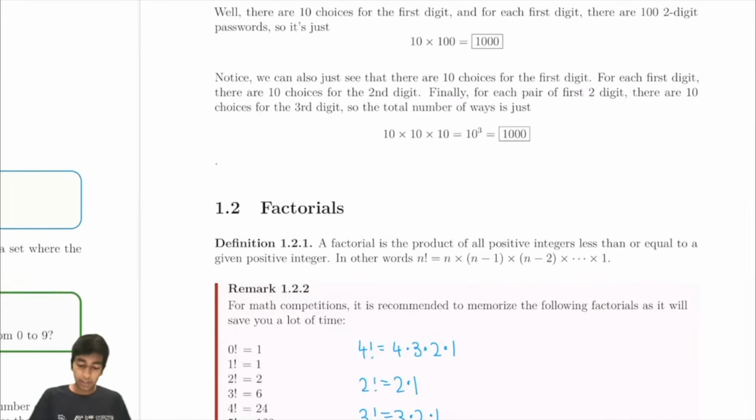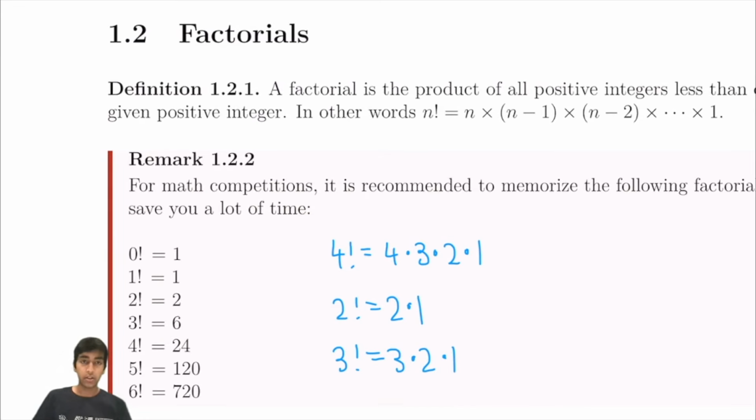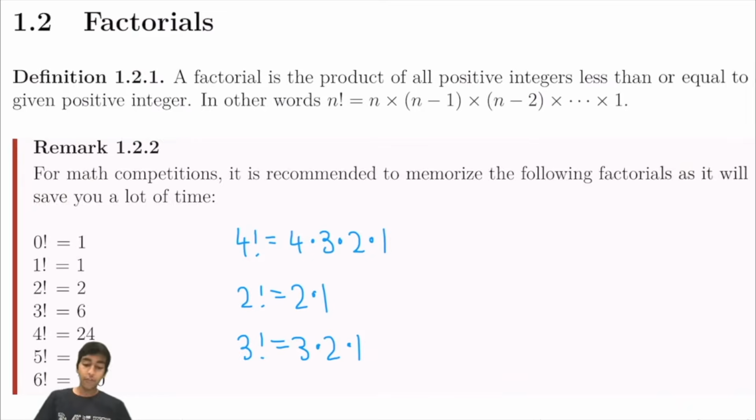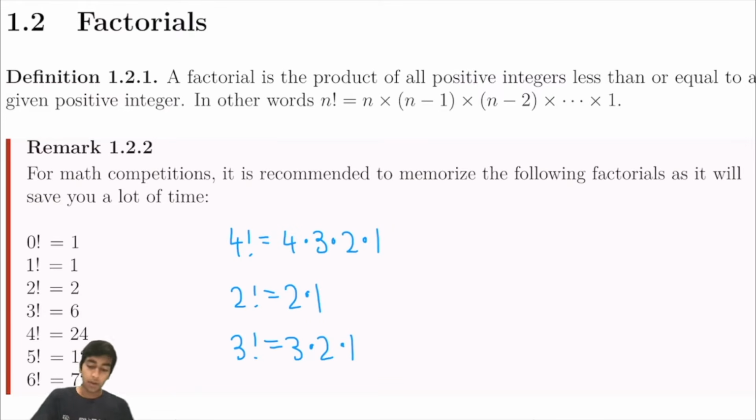Okay, another important concept: factorials. For math competitions, it's recommended that you know factorials and some common ones. A factorial n! is just the product of n times n minus 1 all the way to 1. Basically, you take the product of all the numbers between 1 and the number itself. For example, 4 factorial is just 4 times 3 times 2 times 1.